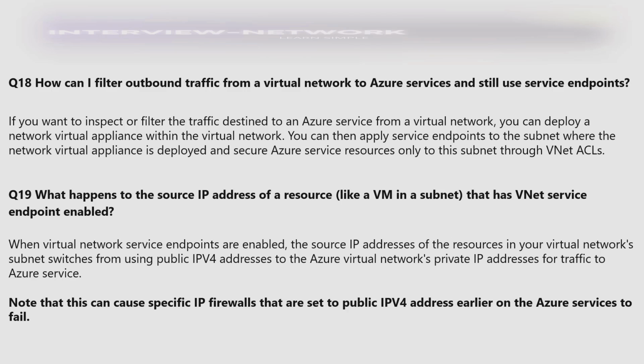What happens to the source IP address of a resource like a VM in a subnet that has VNet service endpoints enabled? When virtual network service endpoints are enabled, the source IP address of the resources in your virtual network's subnet switches from using a public IPv4 address to the Azure Virtual Network private IP address for traffic to Azure services. Note: this can cause specific IP firewalls that were earlier set to a public IPv4 address on the Azure services to fail.